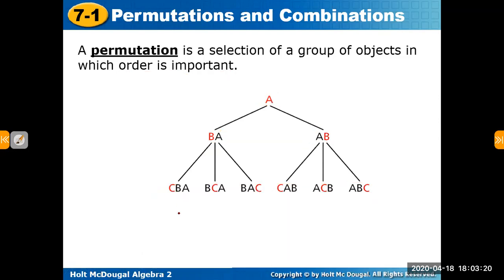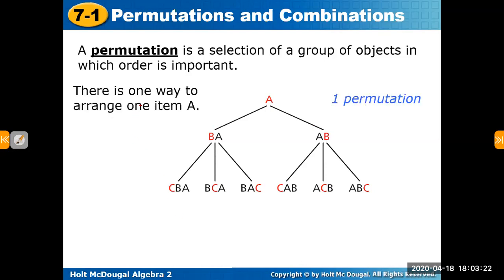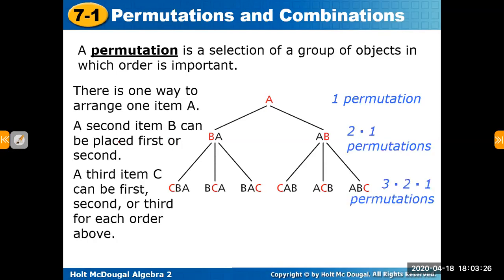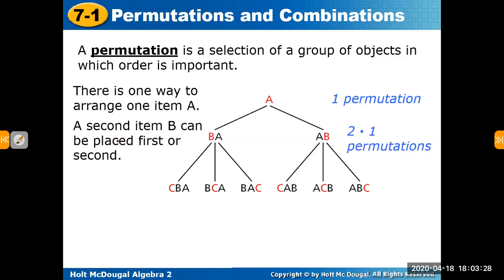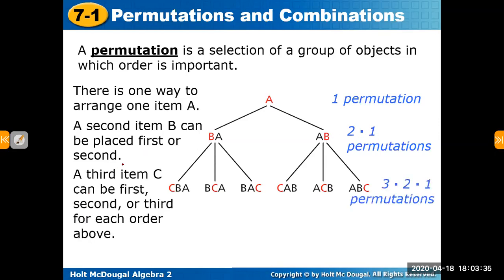Now, if I consider there is one way to arrange one item A. For a second item B, it can be placed first or second, so there are 2 times 1 permutations. A third item C can be first, second, or third for each order above. So we have to consider this, and then we have to come to this.